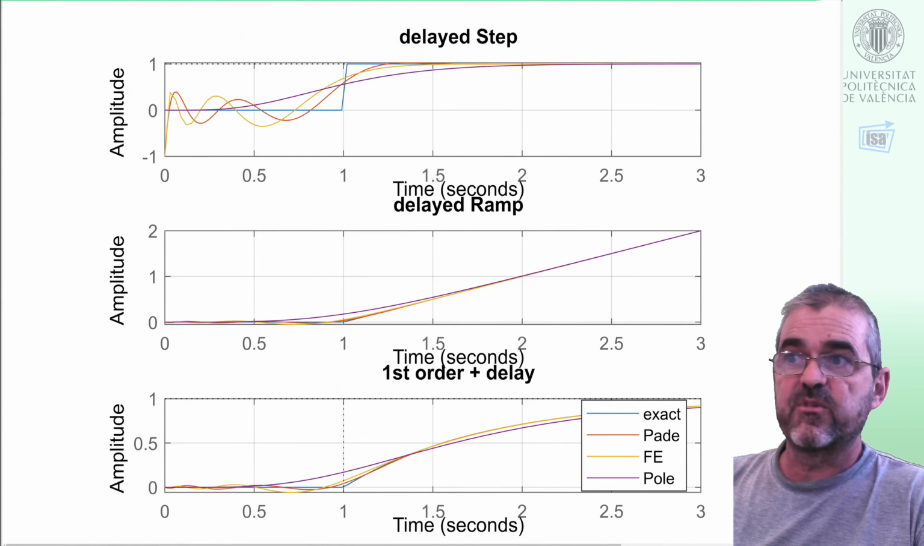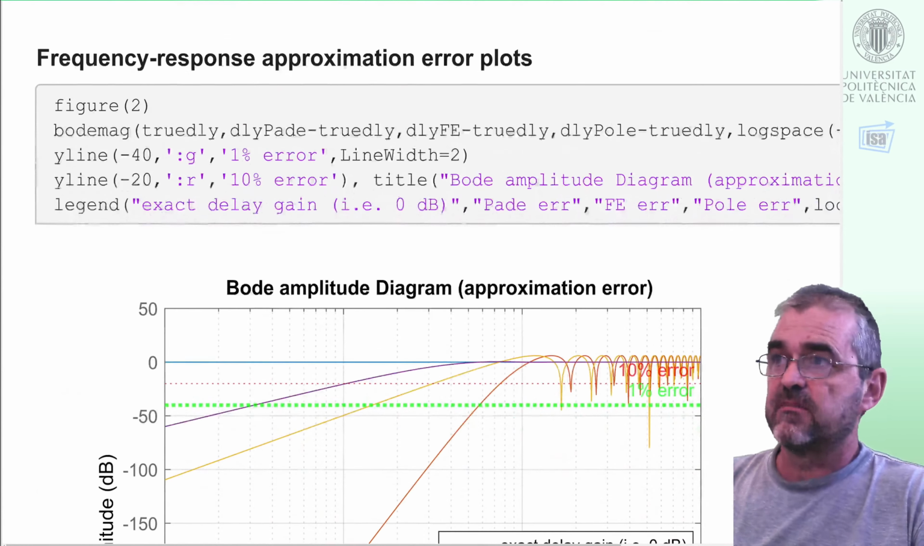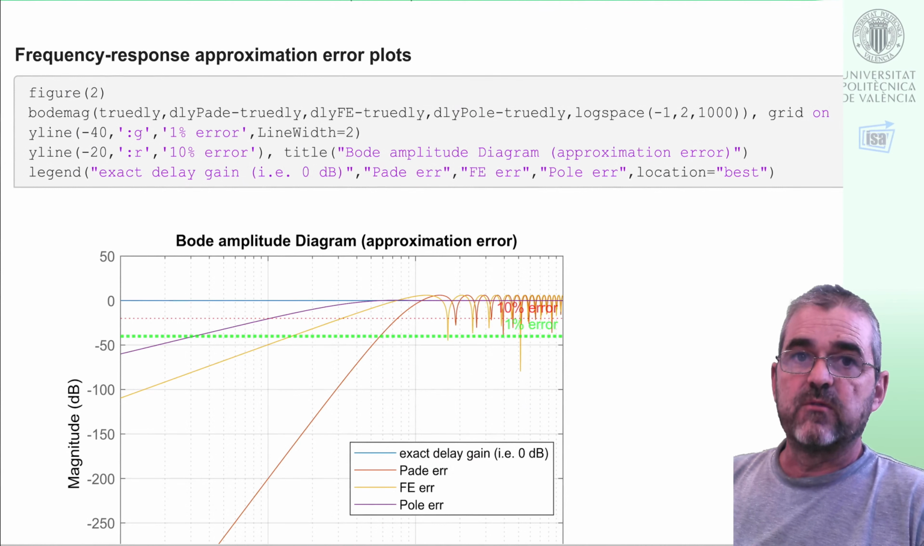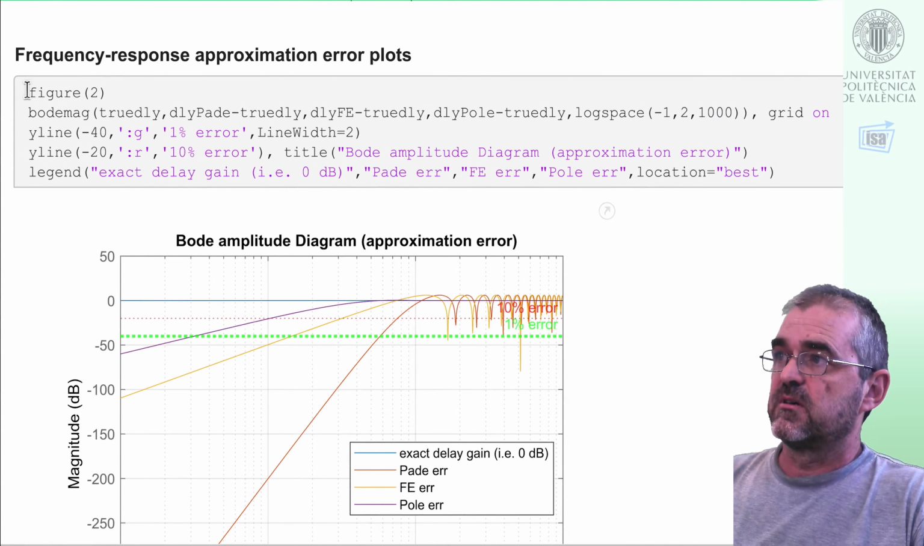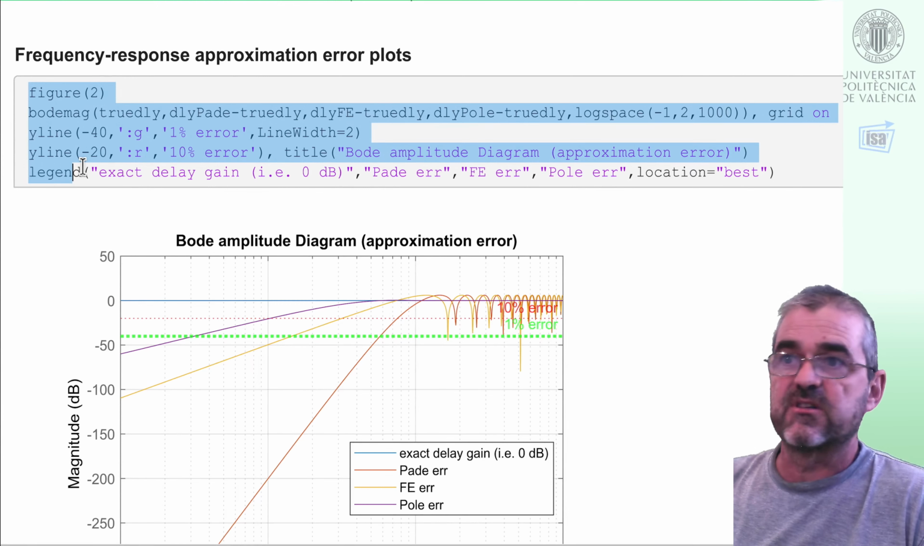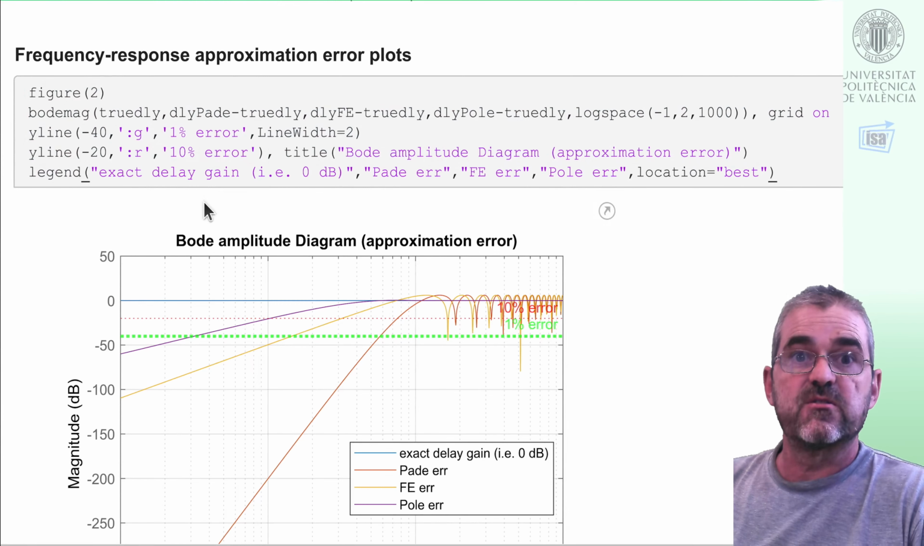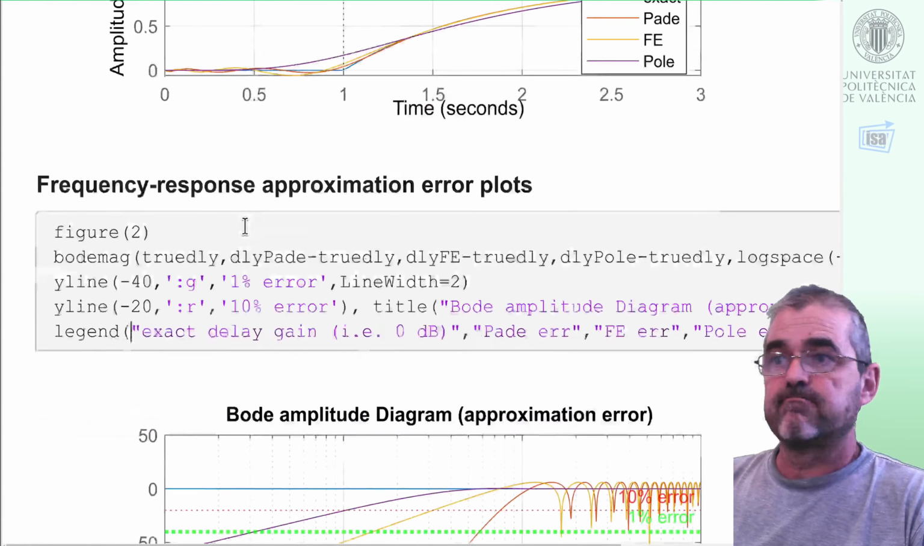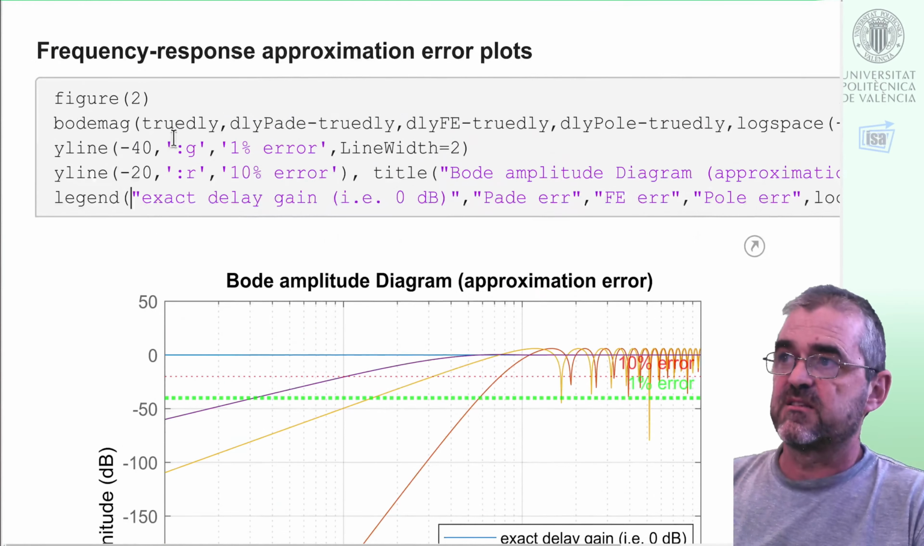We have a 5th order approximation, and again, if I zoom out so you can have a look at the code, it's just the Bode magnitude plot, cosmetic plots and labels and whatever. So let us concentrate on the meaning of this diagram. And in fact, it's important.